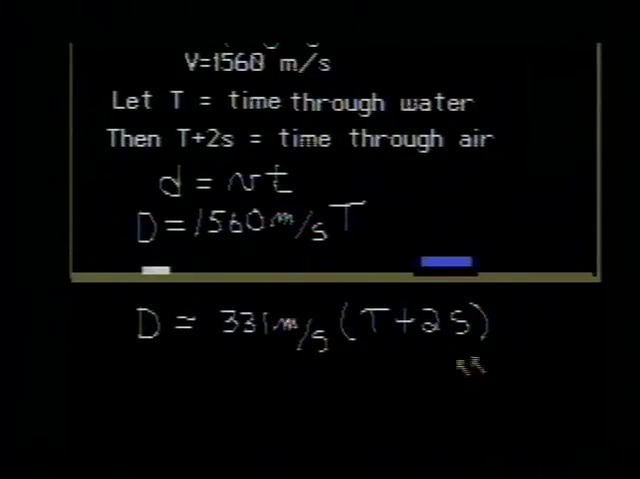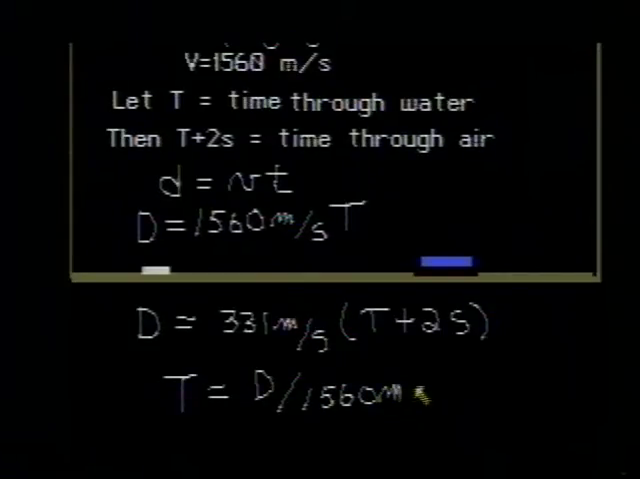And here we have two equations with two unknowns. Both d and t are unknown. What I'd like to do is to solve for the t from this equation, writing that t is equal to d divided by 1,560 meters per second, and take this expression for t and substitute it into this equation.